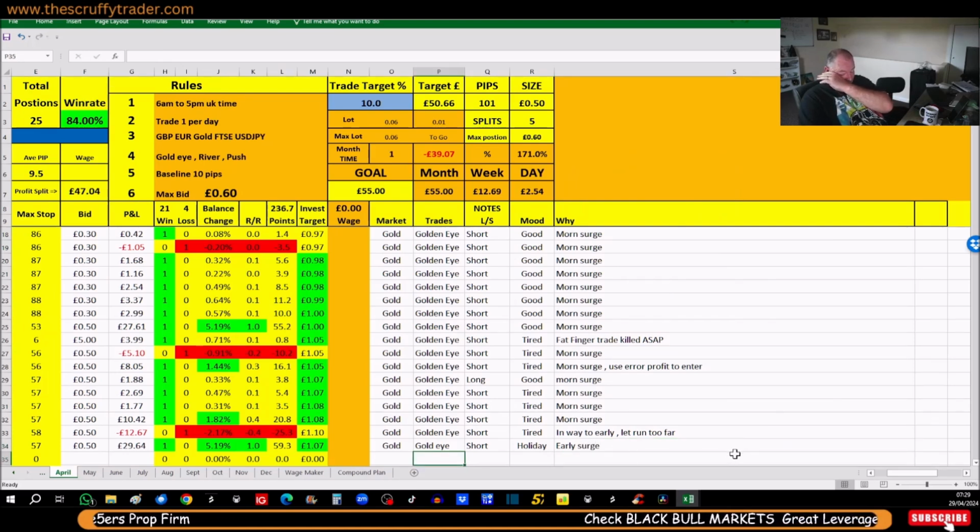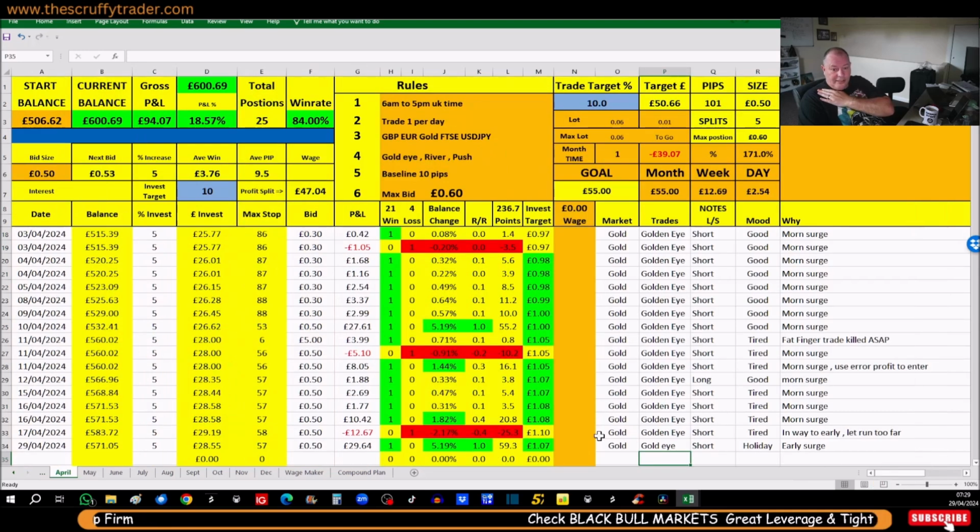Okay. If you're not seeing this sheet before, it helps me track what I'm doing. So we're up to 669, which means that I can effectively move up my bid sizes to 60. Now, with this, just drop that into there. It caps what I'm doing at any one time.